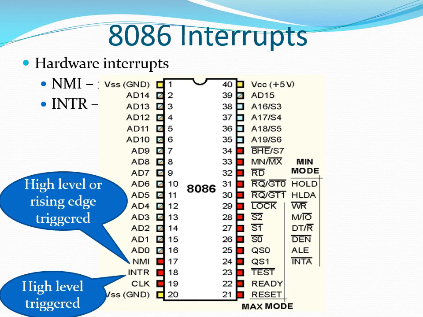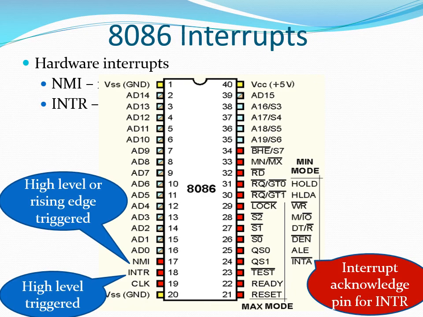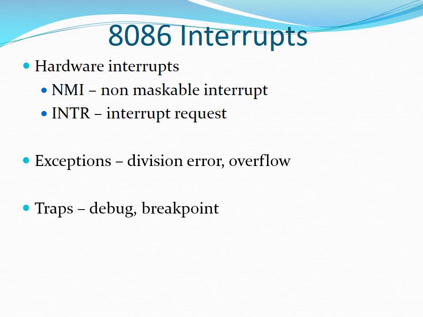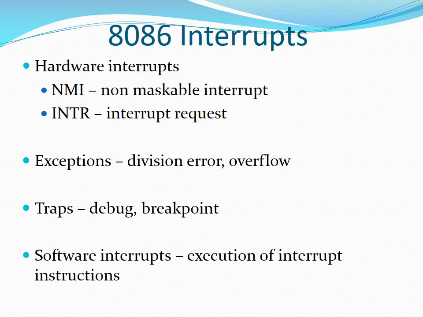The maskable interrupt has an associated interrupt acknowledge pin named INTA. INTA is used to indicate to hardware devices that the microprocessor acknowledges receiving the interrupt. Supported exceptions are division error and overflow. Supported traps are debug and breakpoint traps. The 8086 also supports software interrupts through execution of interrupt instructions.